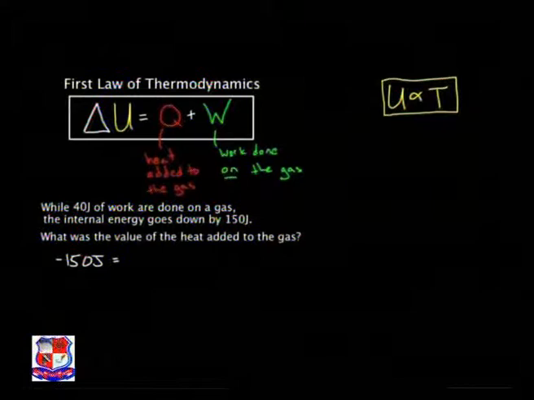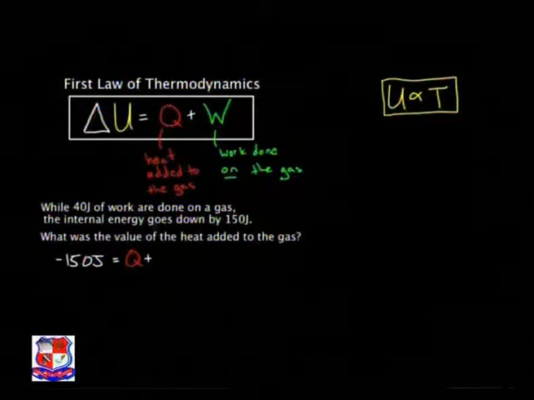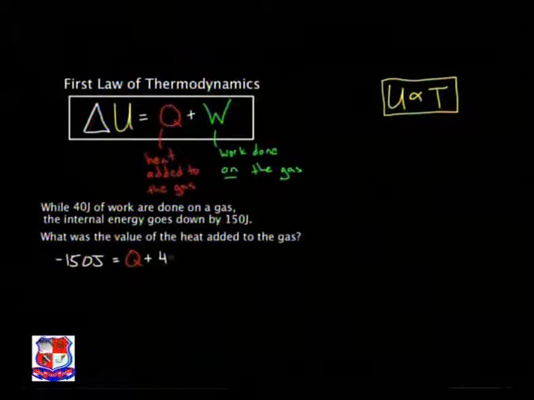Q, we don't know, so I'm just going to put a variable in there. I'm going to name my ignorance and I'm going to solve for it. Plus the work done. We know the work done was 40 joules and it's positive 40 because work was done on the gas. Now we can solve for Q, the amount of heat.